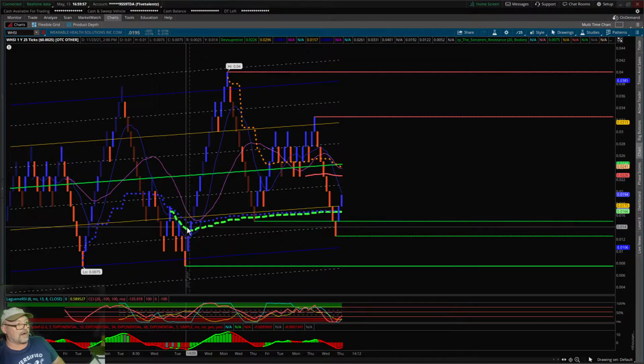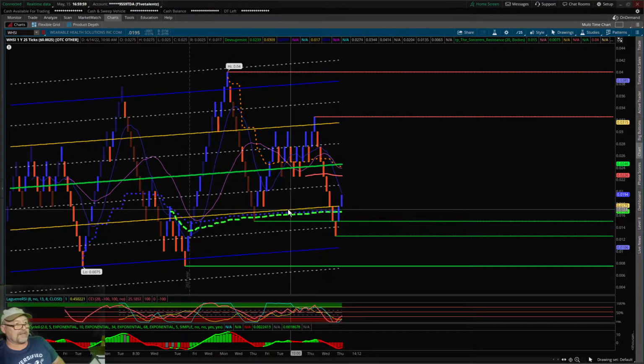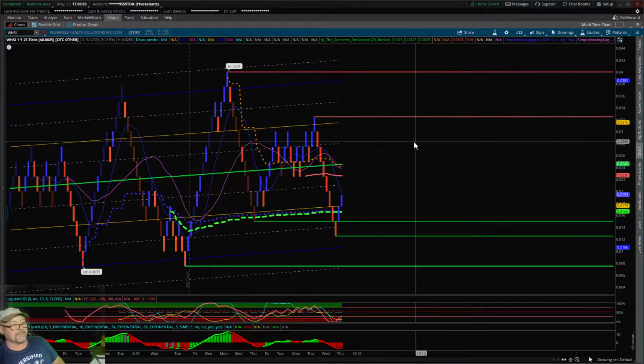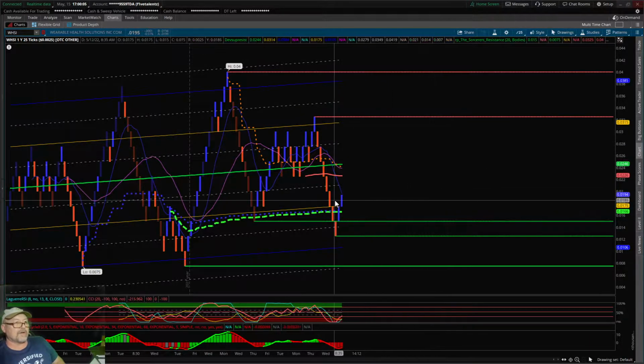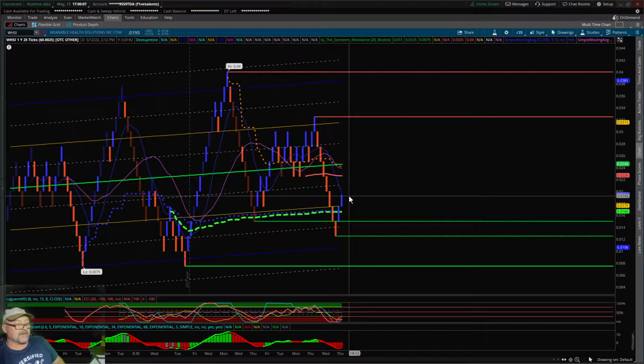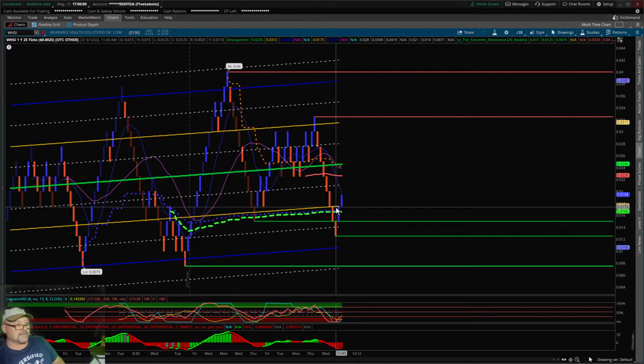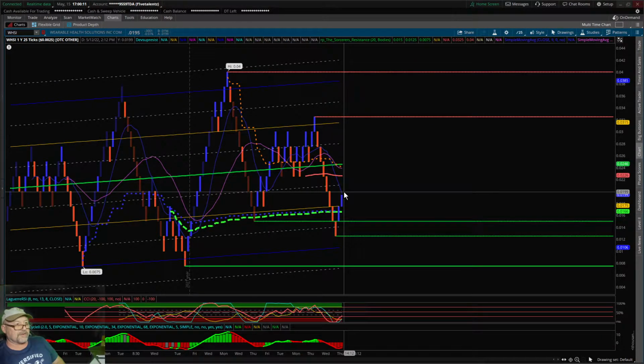I call it the money line, because when it breaks this, it usually has a significant move. Usually, not all the time, but it did break it, and it started another candle on top of it. So that's a good sign.